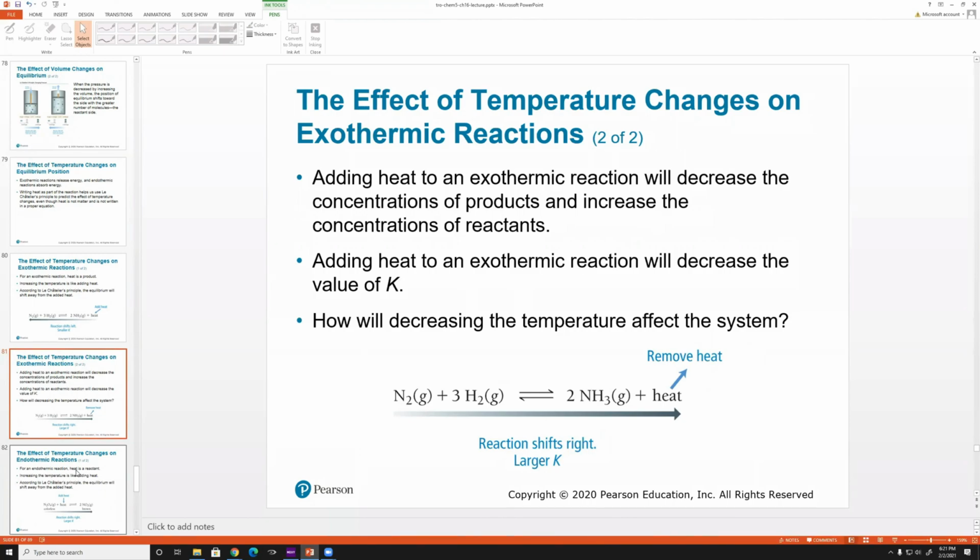For this case, if you have an exothermic reaction and you remove heat, the reaction goes towards the heat to restore that equilibrium. And adding heat will decrease the value of K. In this case, K changes because it's based on a certain temperature. K is only true at a certain temperature, as we've seen from the rate constant. So the rate constant changes with temperature, and so does the equilibrium constant, because of the Arrhenius equation.